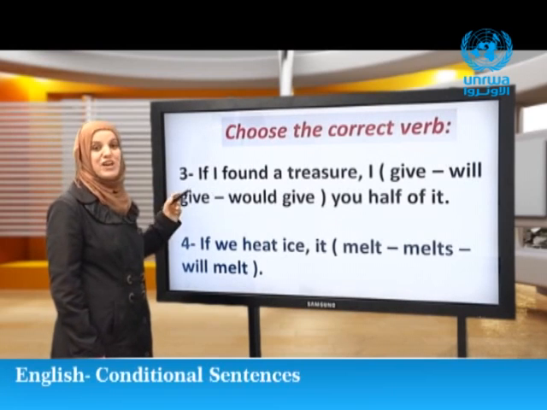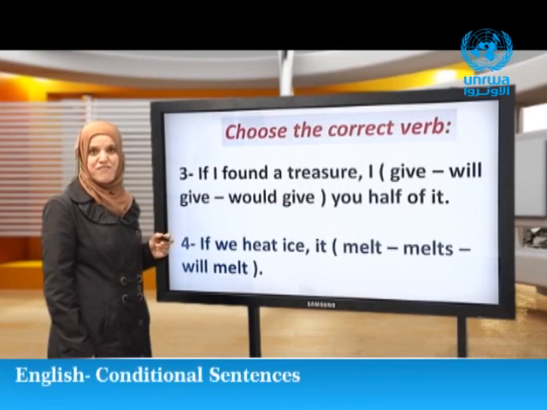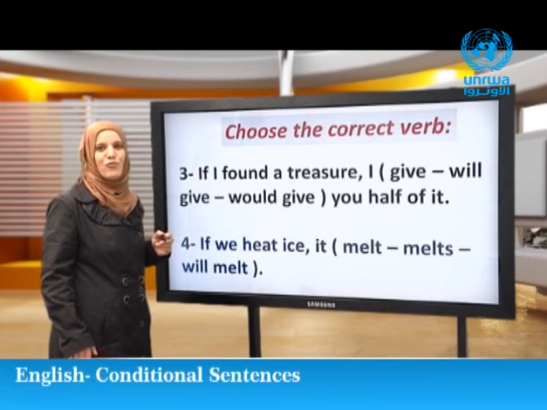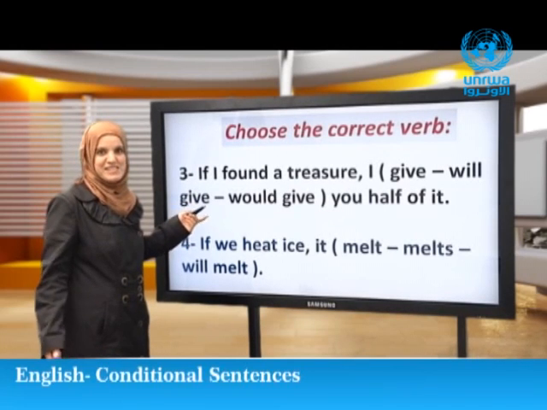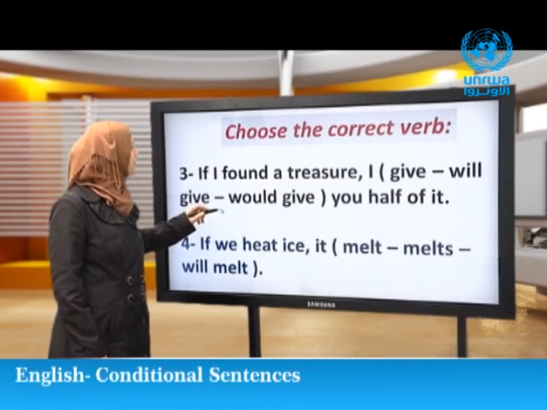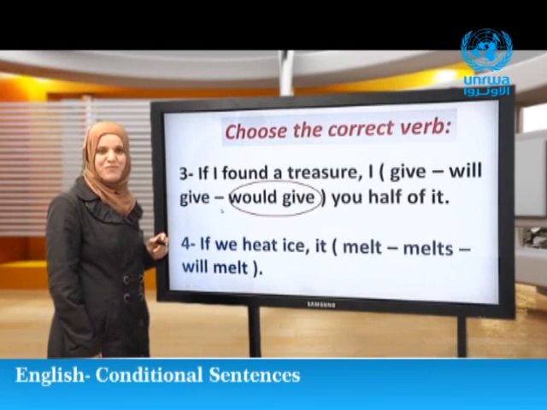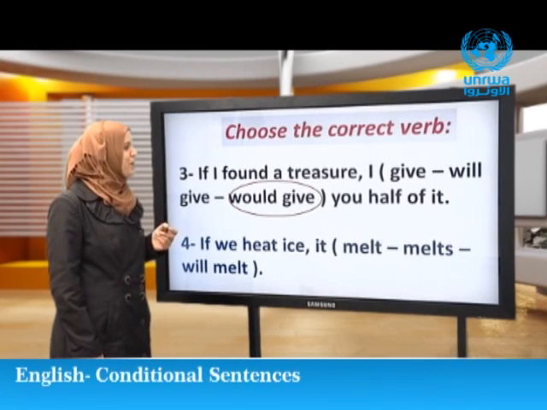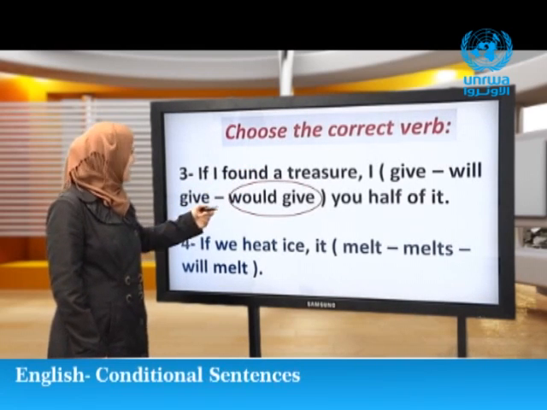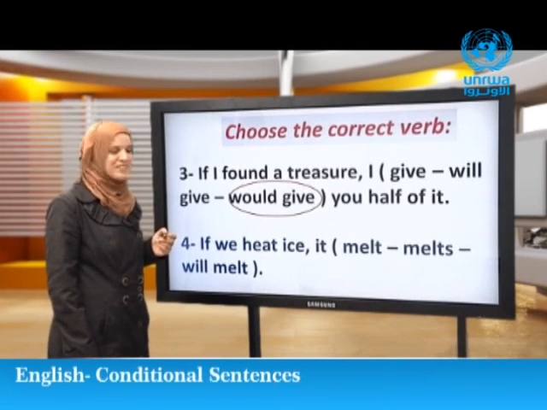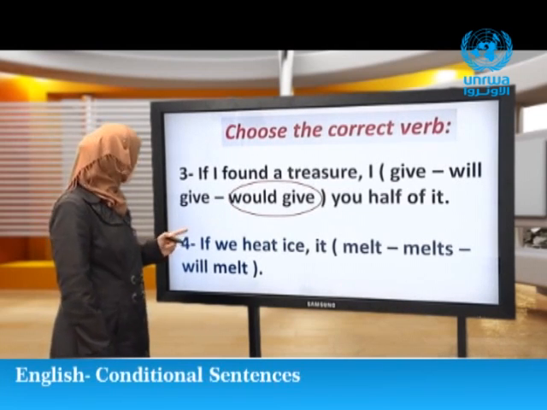Let's move to the next one. If I found a treasure, I give, will give, would give you half of it. This is an imagination. So what is the correct answer? Would give. This is a second conditional sentence. The verb in the past in the condition, and this should be would plus infinitive. Good.